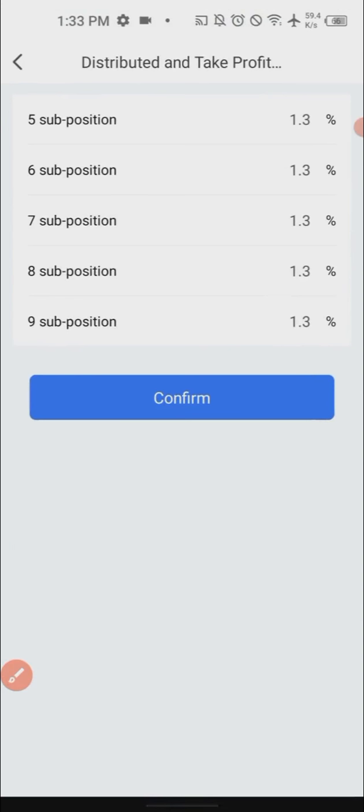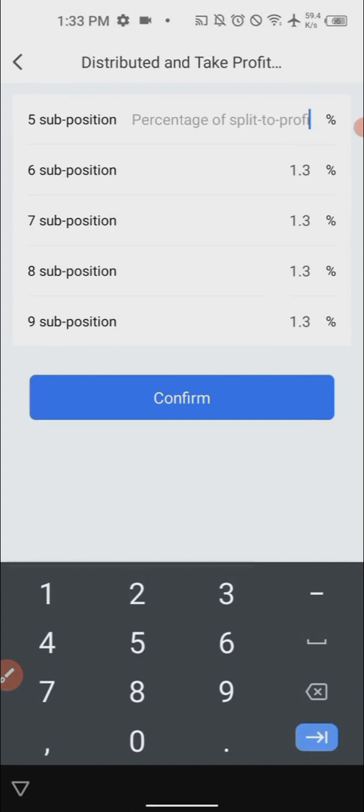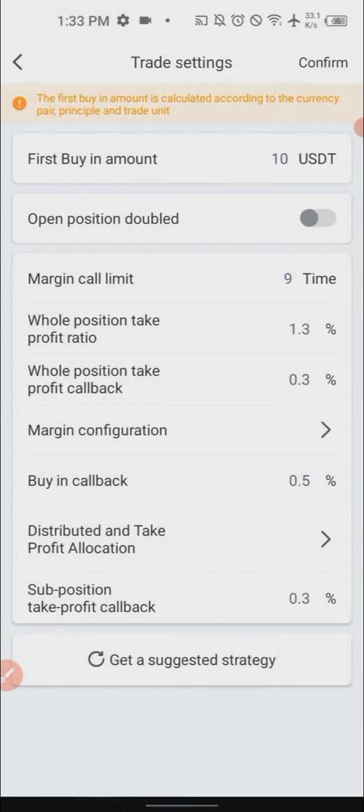So my fifth position, I don't want the normal 1.3, it's too small. I want to increase it to 2, for example. My sixth position, I don't want the normal 1.3, I want to increase it to 2.5. My seventh position, I don't want 1.3, I need 2.5. My eighth position, which is very low, I don't want 1.3, I need 3. And my ninth position, which is minus 40 already, I want 5% here. Because I know definitely for it to be very low, it would soon go higher, right? So I click on confirm.